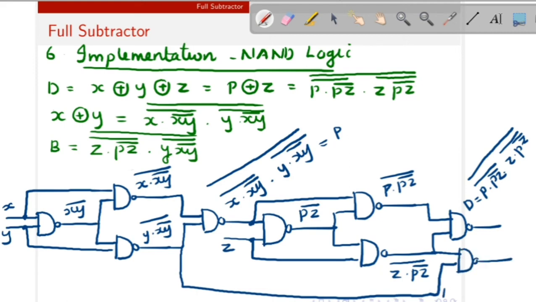So here we have the borrow, that is equal to y into xy bar whole bar dot z into pz bar whole bar whole bar. Okay, so this is the borrow. This is how we can implement full subtractor using NAND logic.